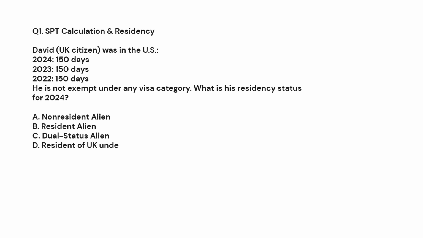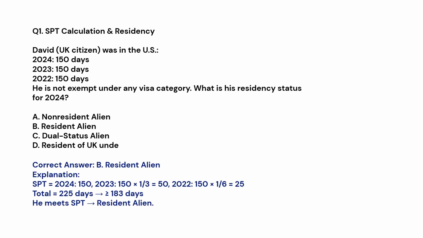Exam level multiple choice questions. Question number 1. SPT calculation and residency. David, UK citizen, was in the US 2024, 150 days. 2023, 150 days. 2022, 150 days. He is not exempt under any visa category. What is his residency status for 2024? Option A. Non-resident alien. Option B. Resident alien. Option C. Dual status alien. Option D. Resident of UK under treaty rules.